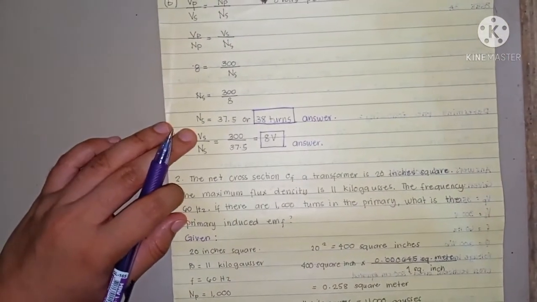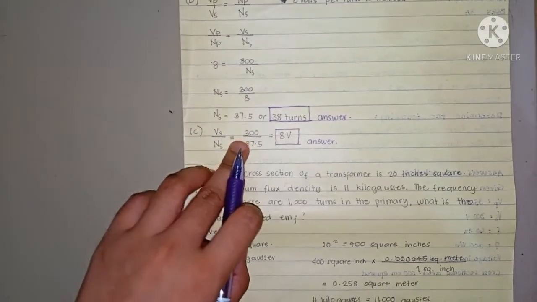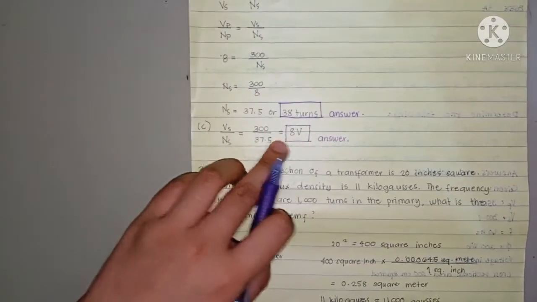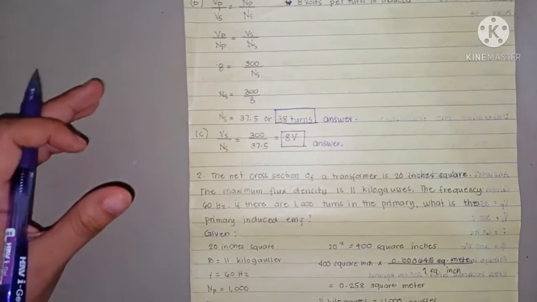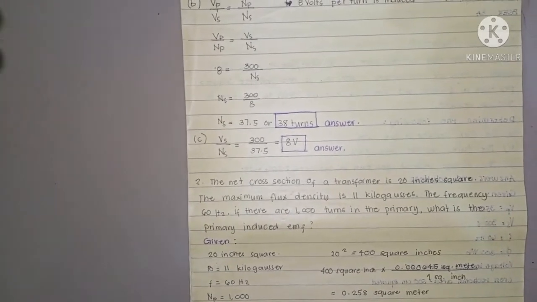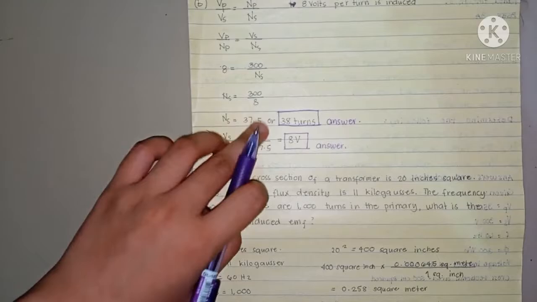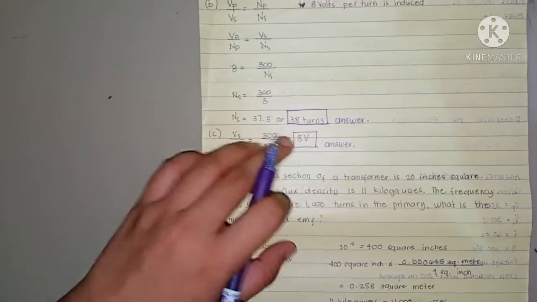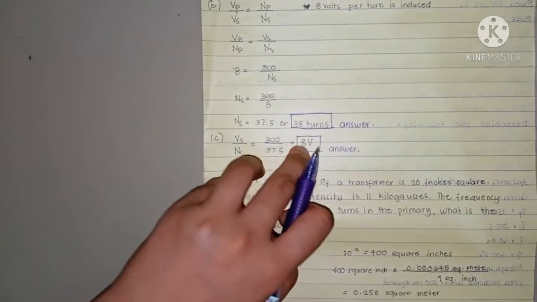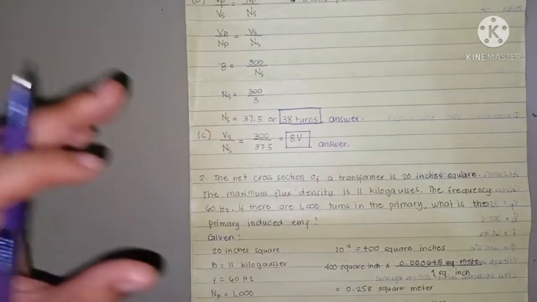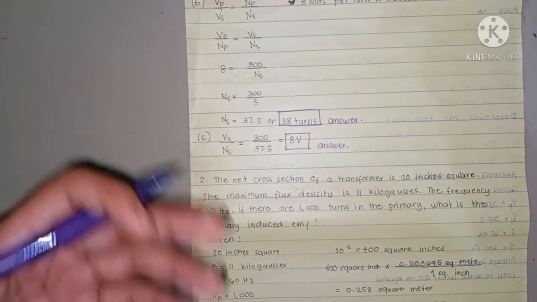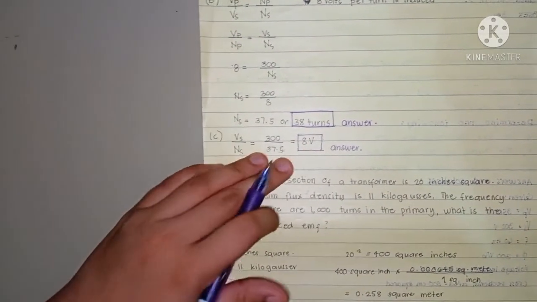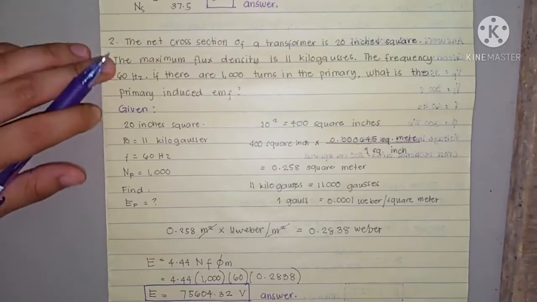So we have Vs over Ns is equal to, we already have the value for our secondary voltage, which is 300 over the value of the secondary turns. I actually use the 37.5. So 300 over 37.5, I was able to obtain 8 volts. So the induced voltage on the secondary side per turn is 8 volts, the same on the primary. So let's proceed to the next problem.